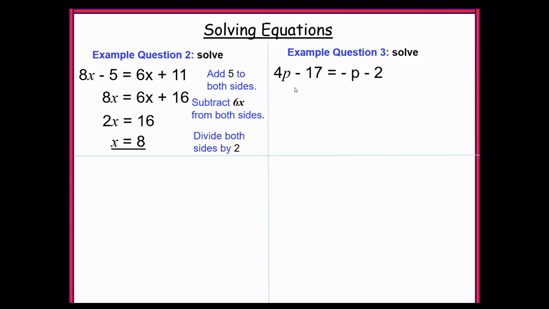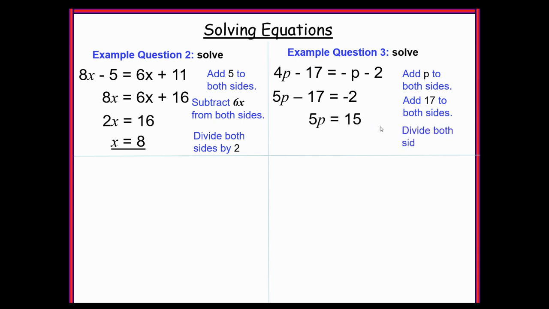Okay, bit tougher. Minus 17, so I'm going to add 17. Oh, sorry, I'll just reverse that. Forgot what I decided to do. I've decided to change it around, so minus p, so I'll add p. If you add p, that becomes 5p. Then you can add 17. 17 onto this will take it to 15, just because it's like 17 minus 2. And then how many 5's? 3.